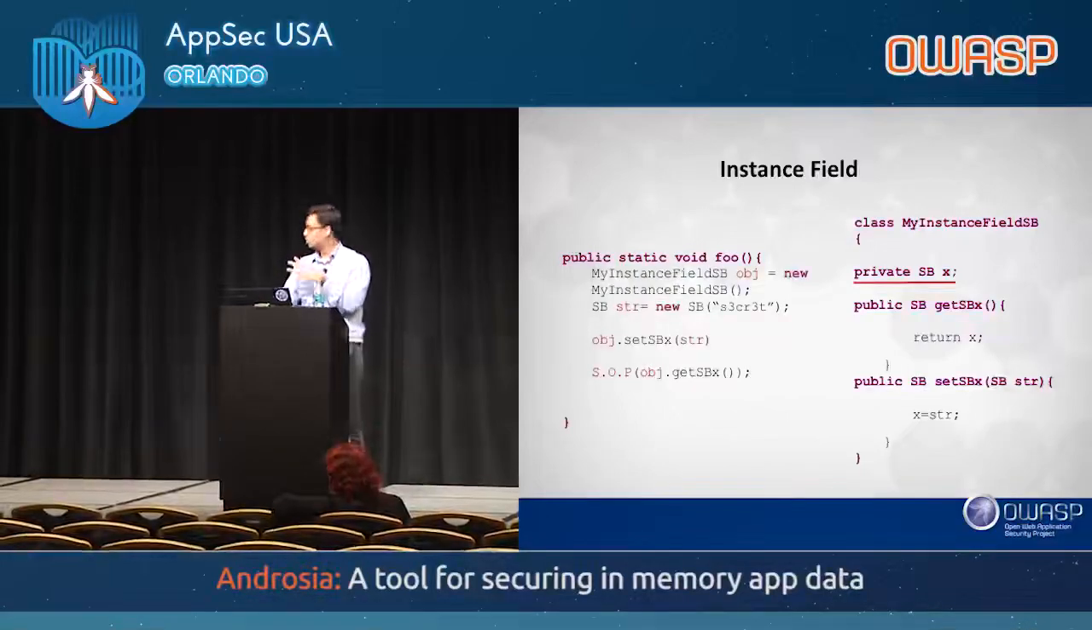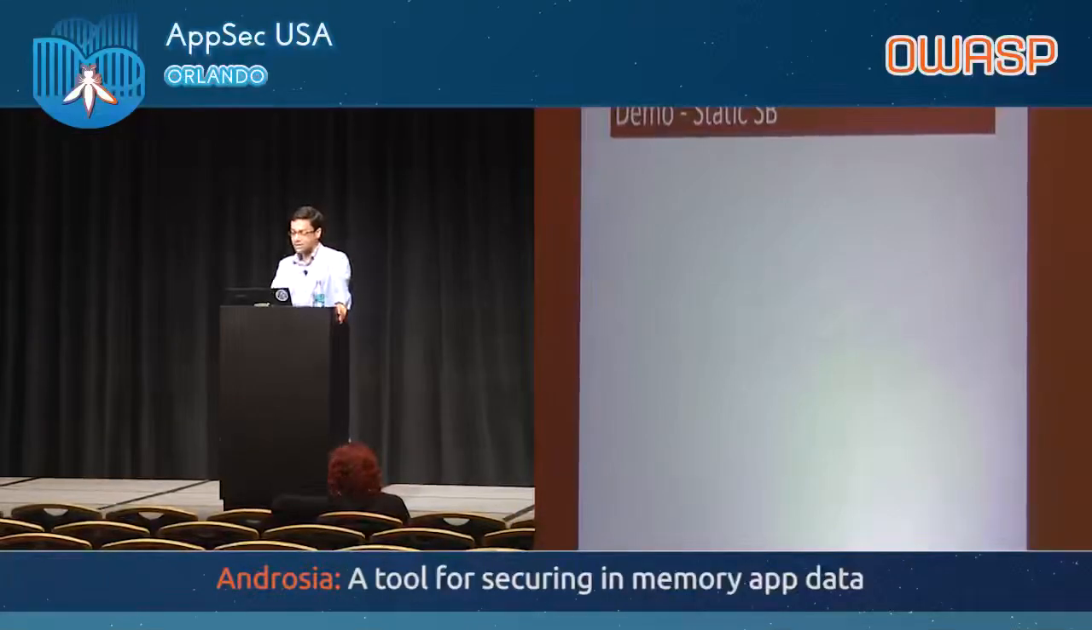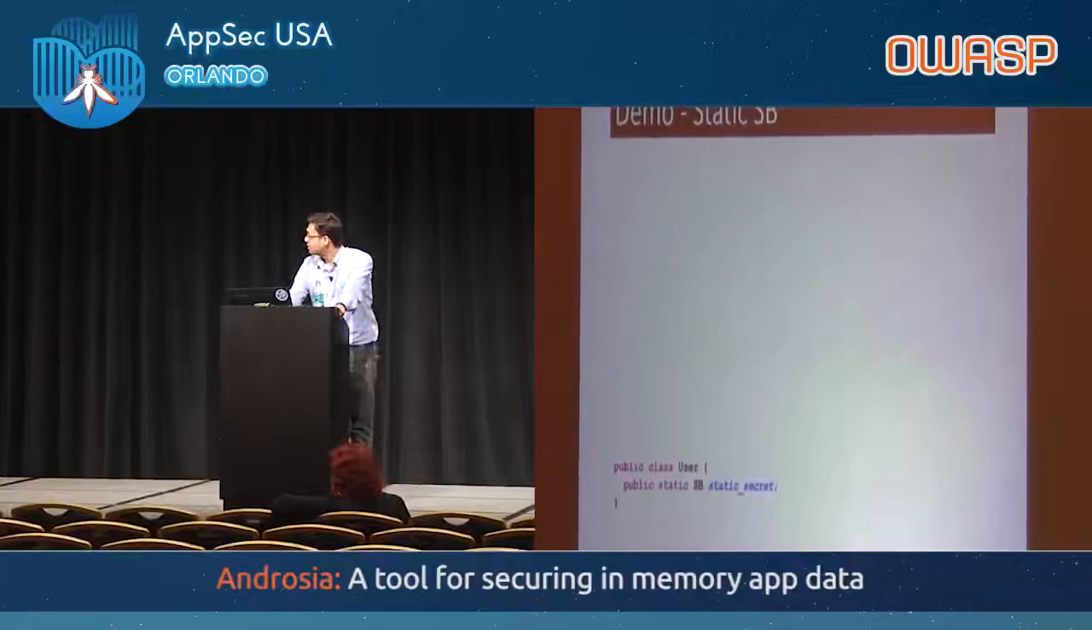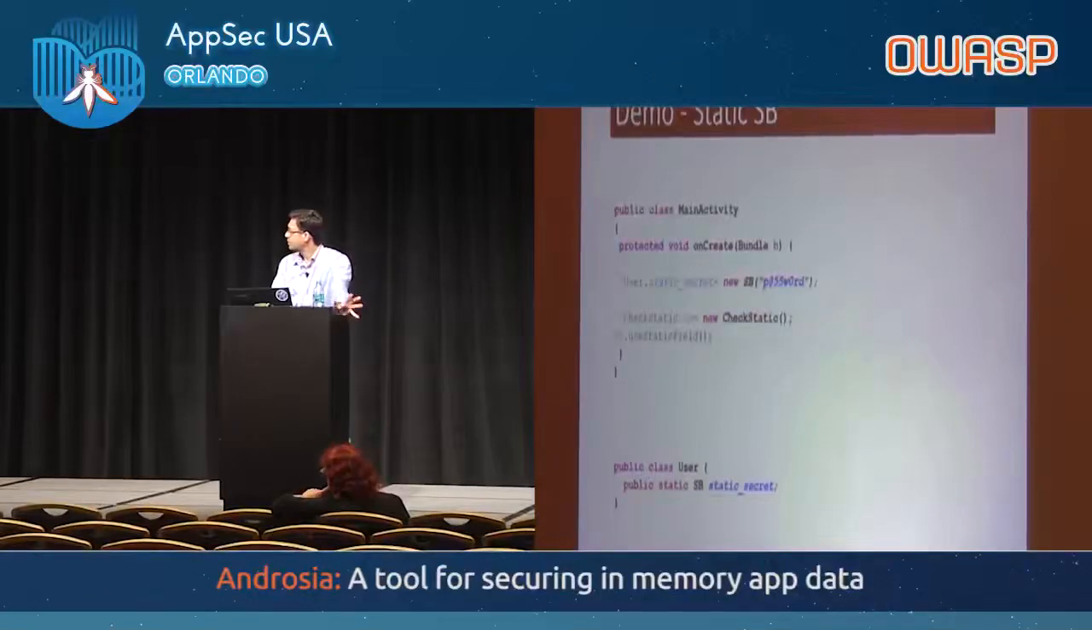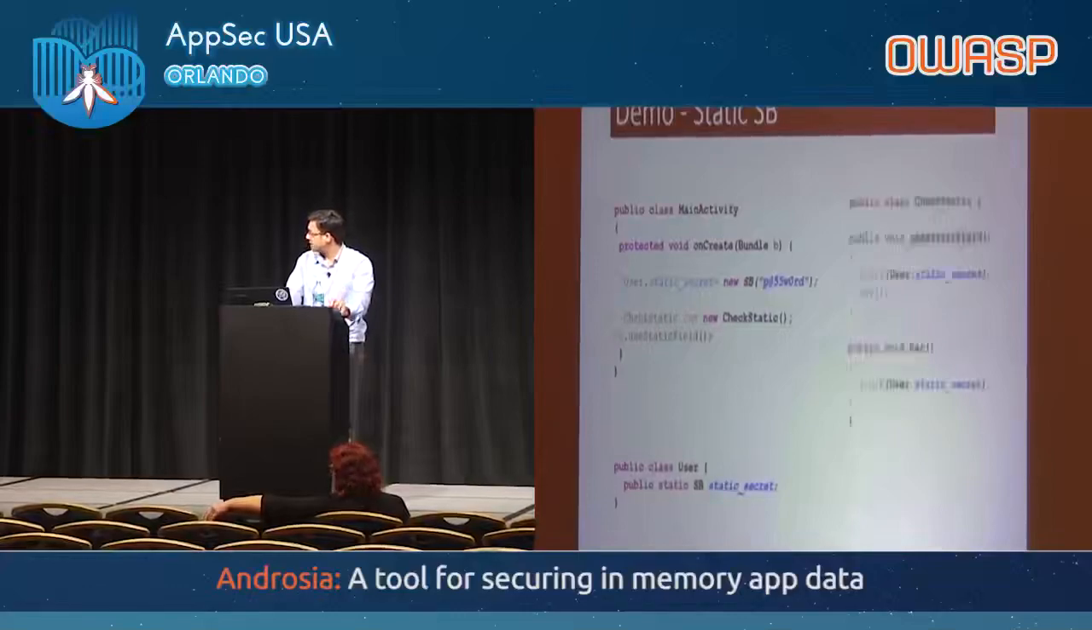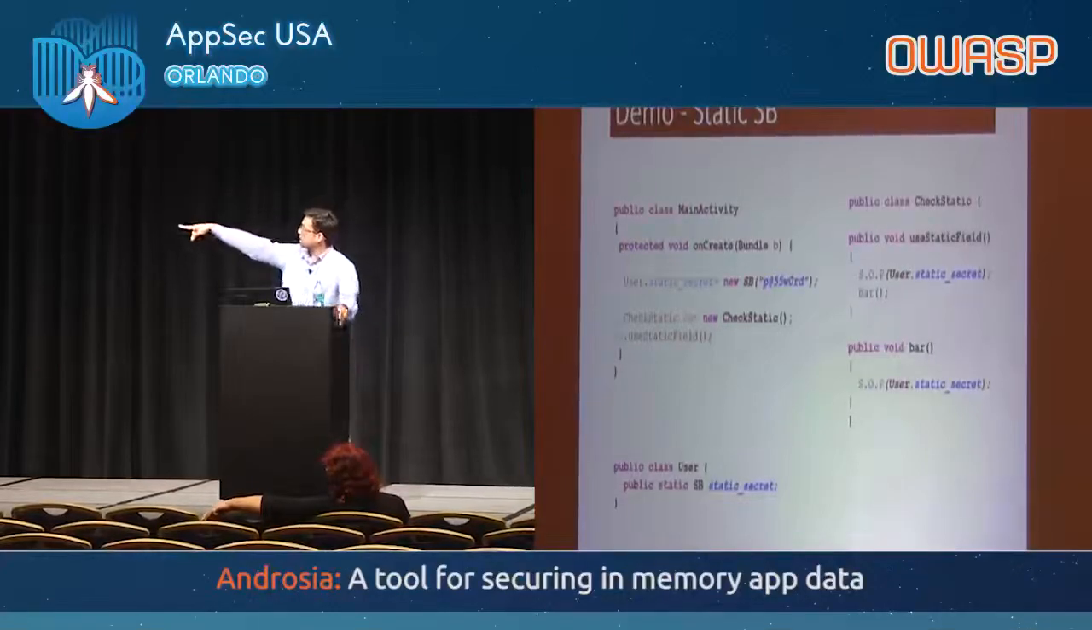So our tool caters to all these cases, and with that, let me quickly get to a demo here. I'll introduce the code. There is a user class which defines a static StringBuilder field, which is called static secret. And then there is the main activity class with the onCreate method, which instantiates the StringBuilder object with value password. And in the checkStatic class, we are calling the useStaticField method from the onCreate method. And that useStaticField basically is using the static secret variable.